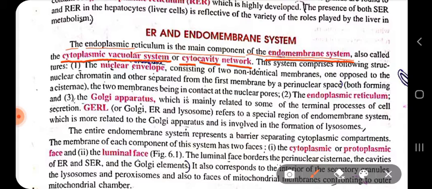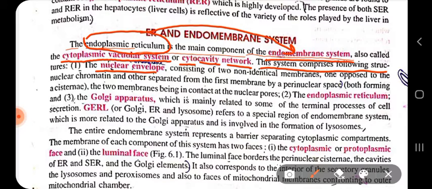Now this endomembrane system, as I have said, has the endoplasmic reticulum as a component. This system mainly comprises the nuclear envelope. It also consists of the endoplasmic reticulum and the Golgi apparatus. So, three important components are present in the endomembrane system.